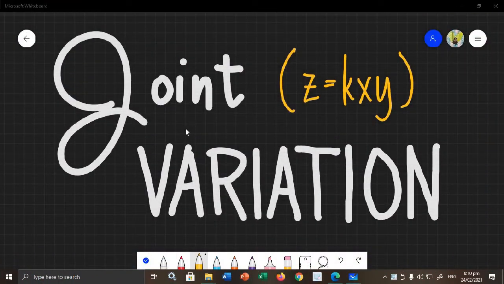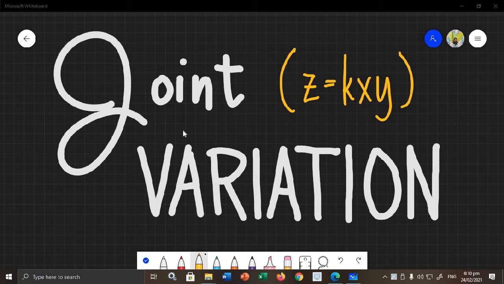For this video, we are going to talk about joint variation. Joint variation is a function in the form z is equal to kxy, wherein k is the constant of variation and k should not be equal to 0. The function can be read as z varies jointly as x and y, or z is proportional to x and y, or it can also be read as: z varies directly as the product of x and y.